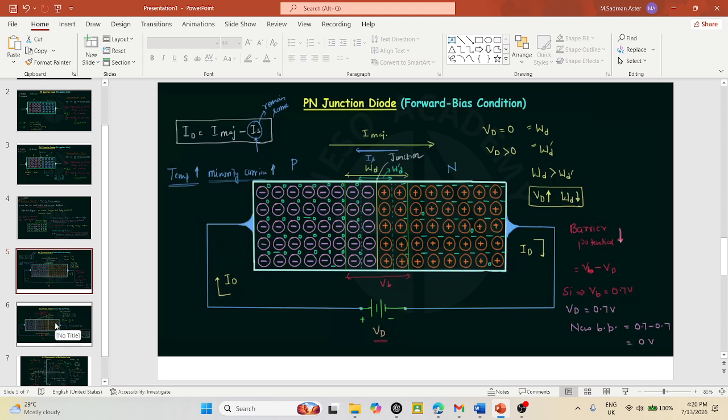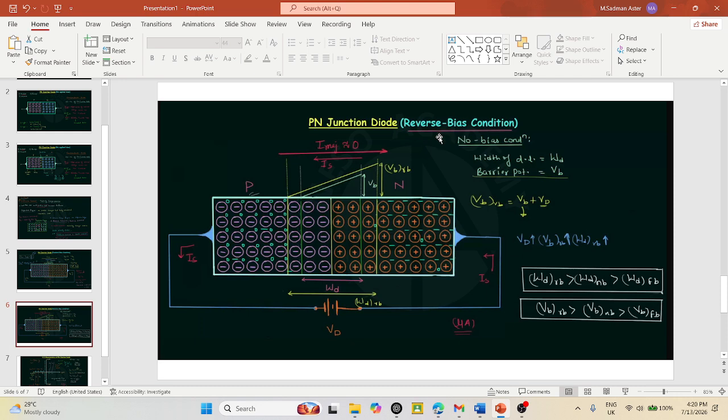Now we will be seeing what happens in the case of reverse bias condition. In reverse bias, the p terminal of the p-n junction is connected to the negative terminal of the battery, and the n terminal is connected to the positive terminal of the battery. As a result, holes from the p side will be attracted towards the negative terminal, and electrons from the n side will be attracted towards the positive terminal of the battery.